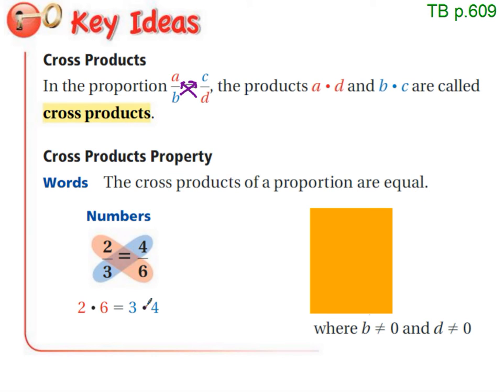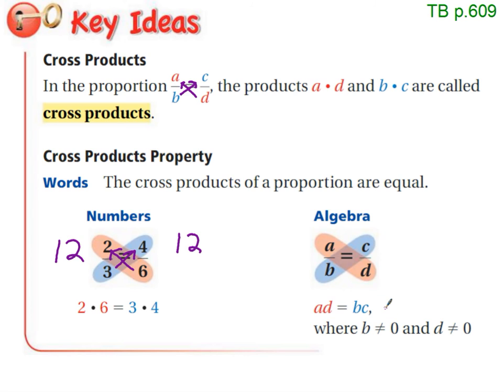So in my first example, I have the ratio 2 to 3 is equal to 4 to 6. If I multiply 3 times 4, I get 12. If I multiply 6 times 2, I get 12. So they are equal, which means they form a proportion. Now, when we're talking about algebra, proportions are formed as long as the denominator value does not equal 0. We cannot have a denominator of 0.